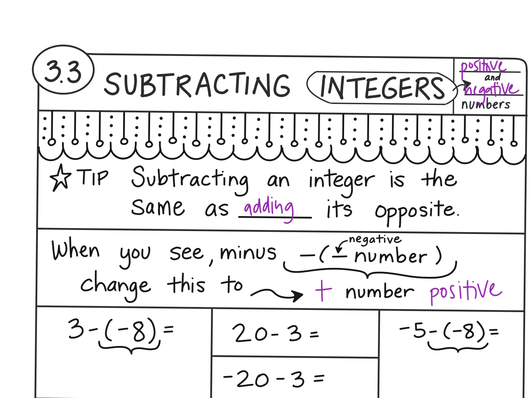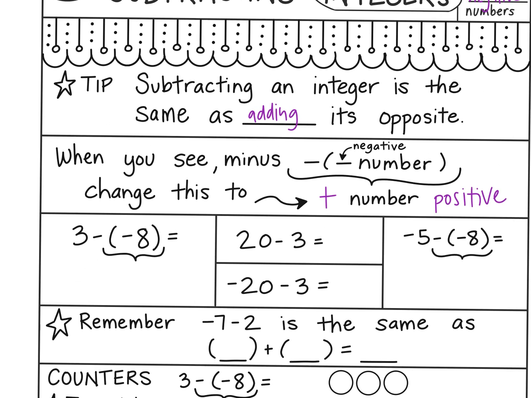Okay, so we're going to look at a couple of examples where you are seeing the actual tip given to us, where we are subtracting an integer, and it is showing that we are adding its opposite. So looking at that first one where it says 3 minus negative 8, I'm actually going to change it to 3 plus the opposite of negative 8, which is positive 8. And so it equals 11. So my answer to 3 minus negative 8 is actually positive 11. I'm adding the opposite.